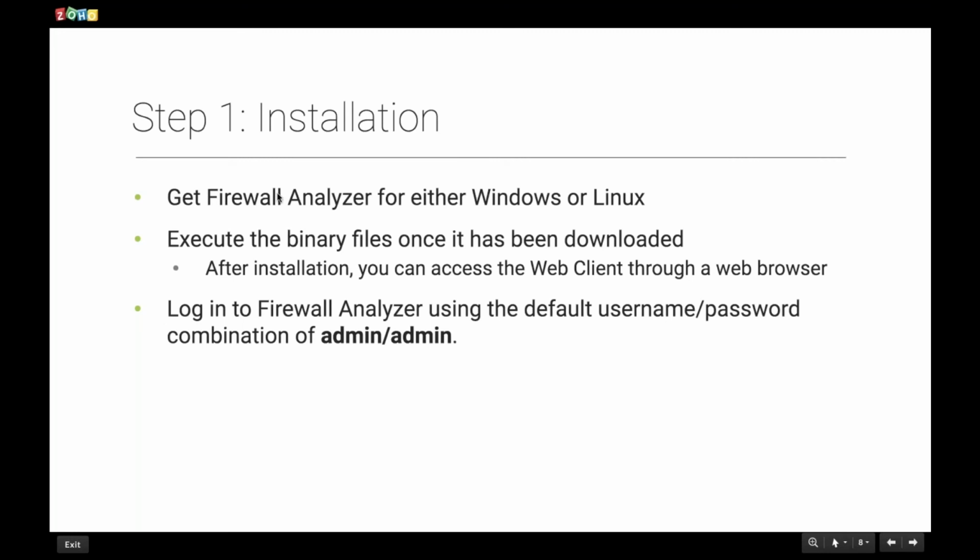First, download Firewall Analyzer for Windows or Linux, 64-bit or 32-bit, according to the requirement. If you're a global enterprise, download the Enterprise Edition, execute the binary file, and post installation access the web client through the web browser. Log in using the default username and password, that is admin and admin.